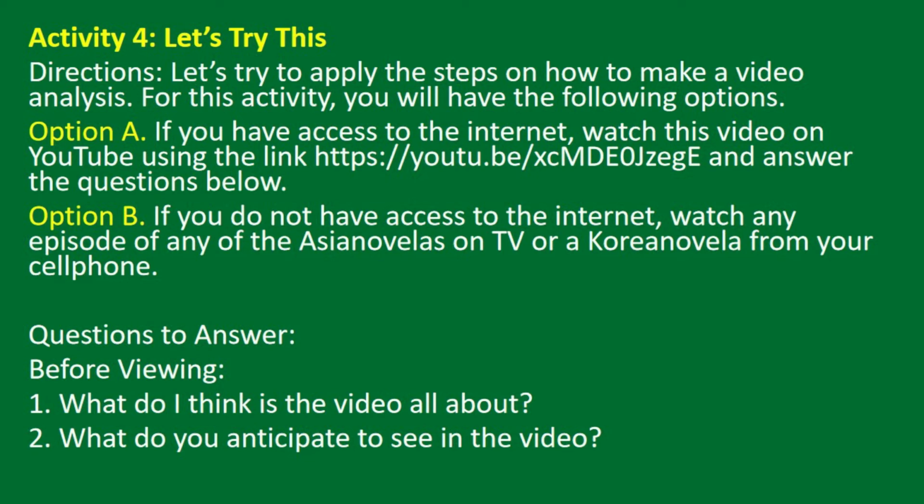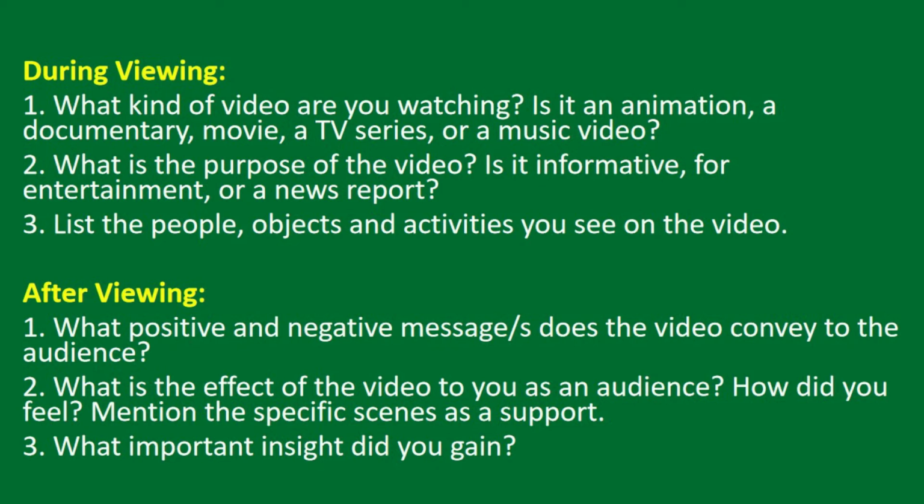Before viewing, number 1. What do you think the video is all about? Number 2. What do you anticipate to see in the video? During viewing, number 1. What kind of video are you watching? Is it an animation, a documentary, movie, a TV series, or a music video? Number 2. What is the purpose of the video? Is it informative, for entertainment, or a news report? And number 3. List the people, objects, and activities you see on the video.